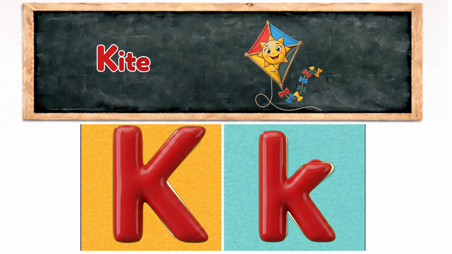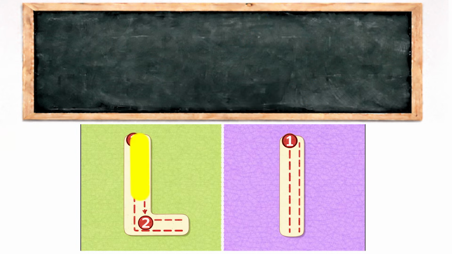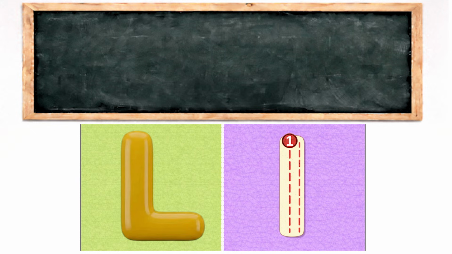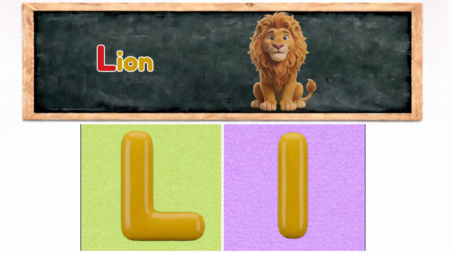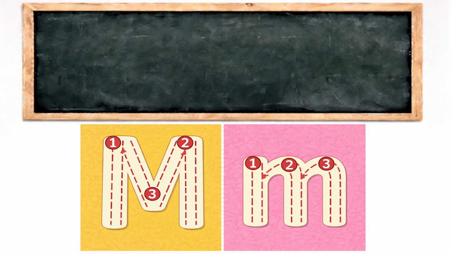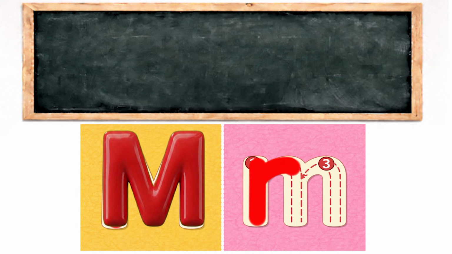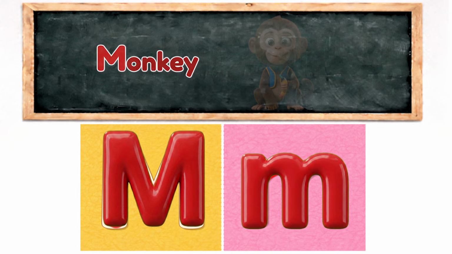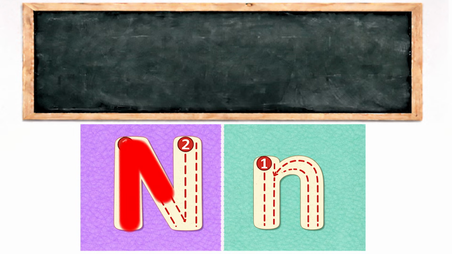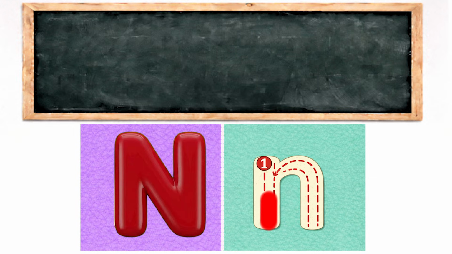K is for kite. This is capital L, and this is small l. L is for lion. This is capital M, and this is small m. M is for monkey. This is capital N, and this is small n.